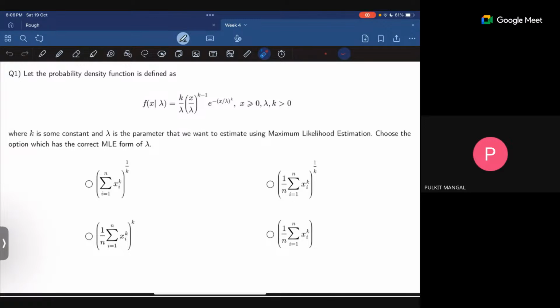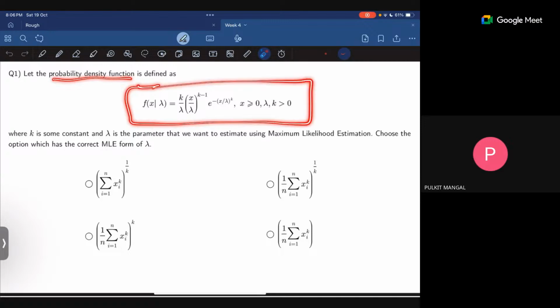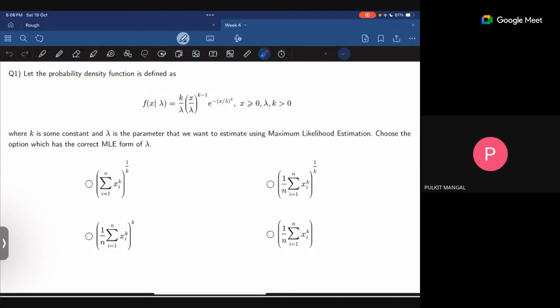So the first question is on MLE, maximum likelihood estimation. We have been given this probability density function here. It looks scary at first, but it is just like a normal PDF.